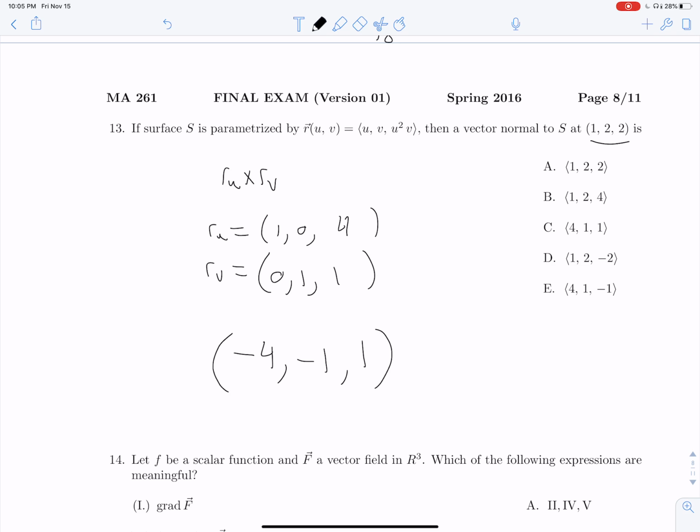but they want a vector normal. Remember that we have 2 normal vectors. Let's say this isn't a plane, but let's say we just had a plane sitting here. We have a normal vector coming up out of the plane, and we also have a normal vector going down out of the plane. And we found one of them, and our answer choice is the other one, which is just the sign flipped version.